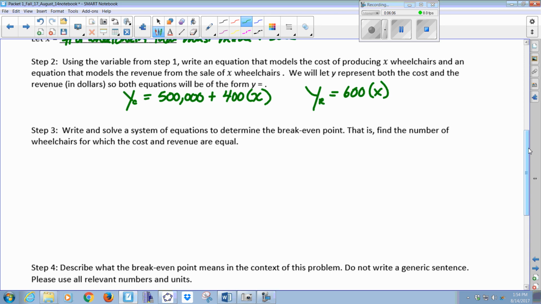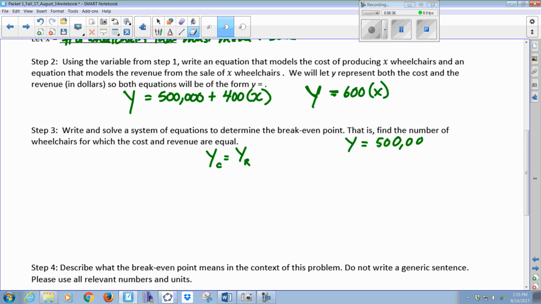So we're trying to find the break-even point. That's going to be when y_C equals y_R. So right now our system looks like this. If I go back and take off the subscripts so you can see why we gave you those instructions: y equals 500,000 plus 400x, and y equals 600x. You're trying to figure out when the cost, which is 500,000 plus 400x, and the revenue, 600x, are equal.